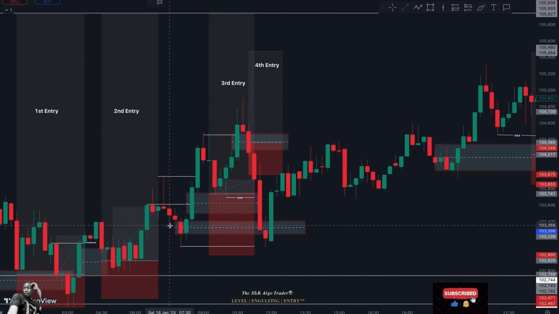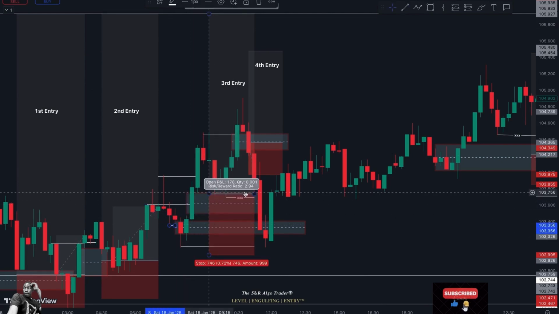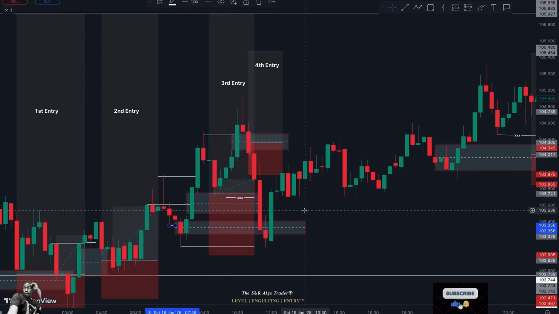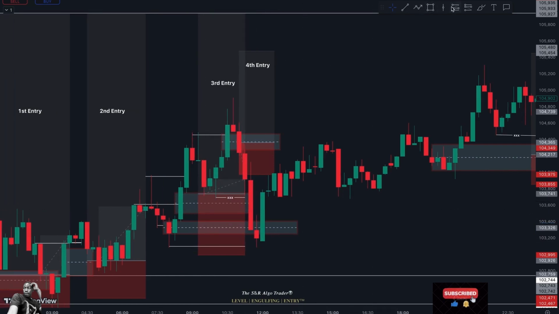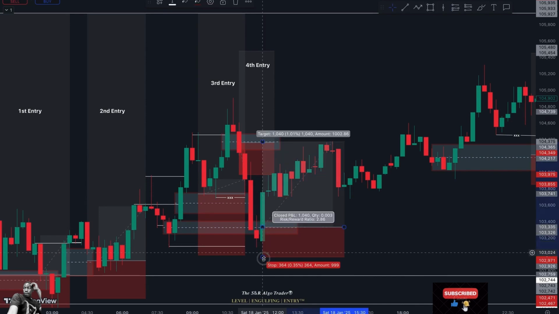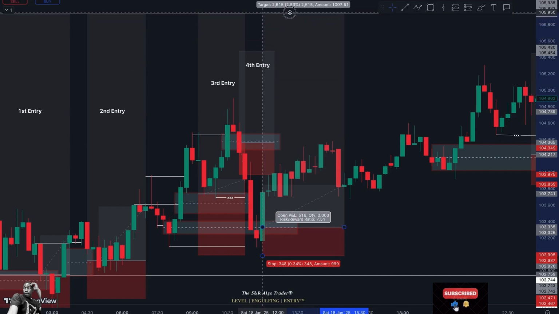It has liquidity here, then broke structure with imbalance here, then a favorable liquidity resting above it. So it's a valid order block. I took my fifth entry here, then SL below this level as usual, then TP above this swing high. That was a 7 RR trade.